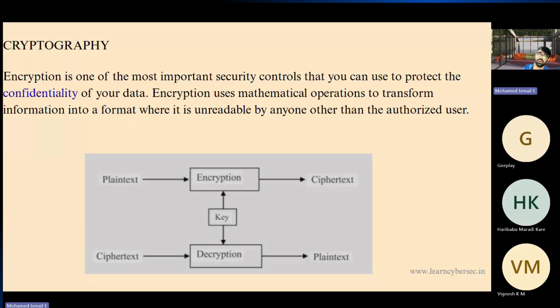From an interview standpoint, if you ever attended any IT security interview, there must be a question: how to achieve confidentiality? What are the tools you would use? So the first tool you must remember is cryptography. Cryptography uses encryption to achieve confidentiality or protect the confidentiality of data in transit or data at rest.